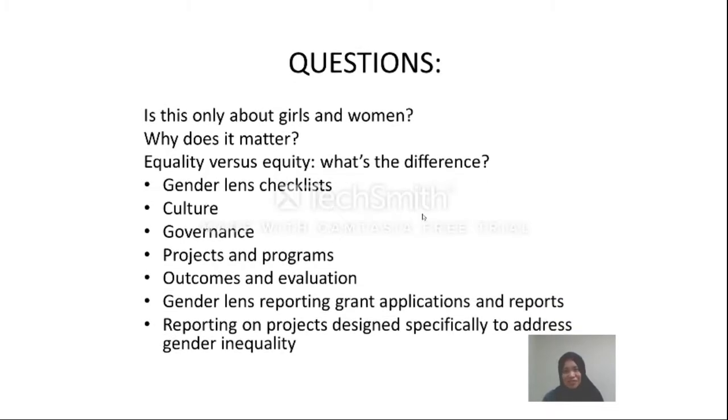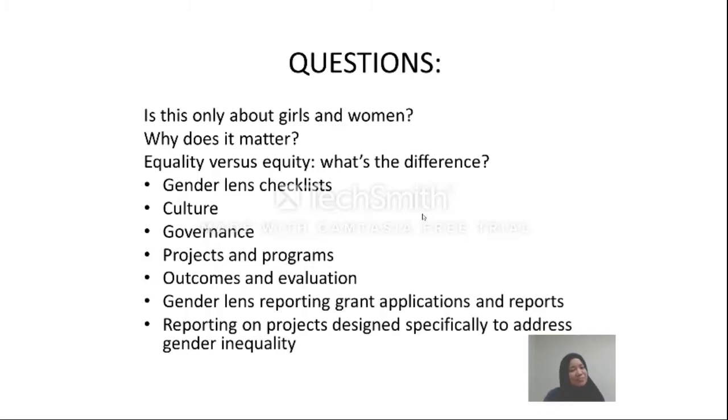Here are some questions that I want to pose to all of you. Is this only about girls and women? Why does it matter? Equality versus equity. What's the difference between the two? And then the gender lens checklist and consideration of culture, governance, and how do we see gender in terms of projects and programs, or how do we apply gender responsive projects and programs, and how we see outcomes and evaluations in terms of gender and inclusivity.